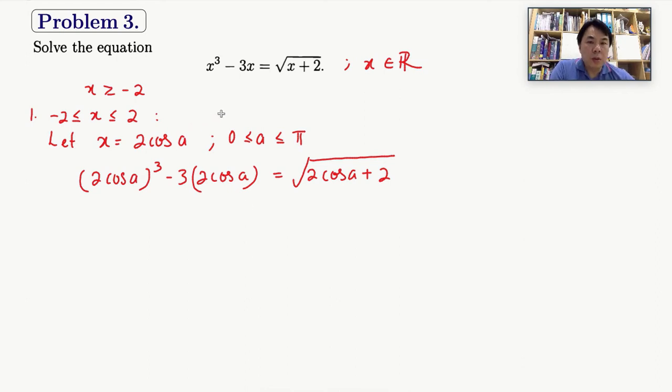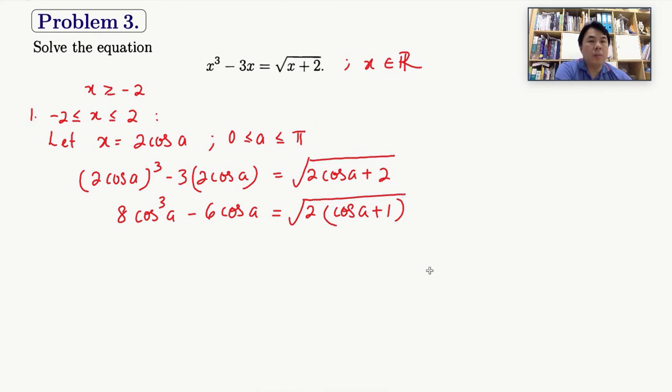Now, the main reason why we introduce this trigonometry representation is because it's one method to get rid of the square root. Right. So in a short while, you will see how this is being done. So from here, we found that we have an 8 cos cube a minus 6 cos a here. And then from here, we can factorize this as a cos a plus 1 square root.